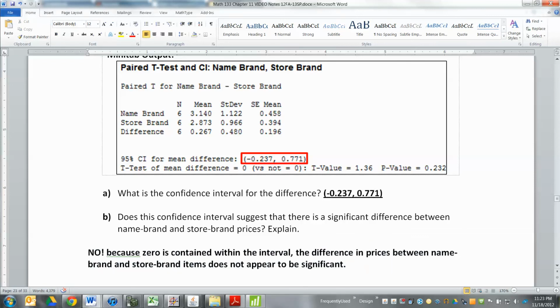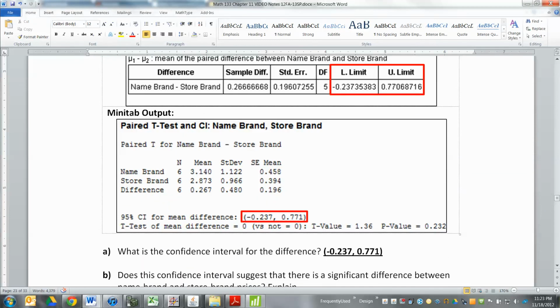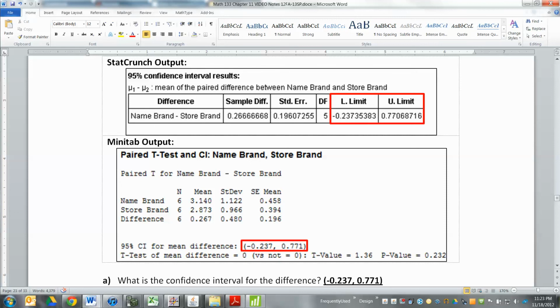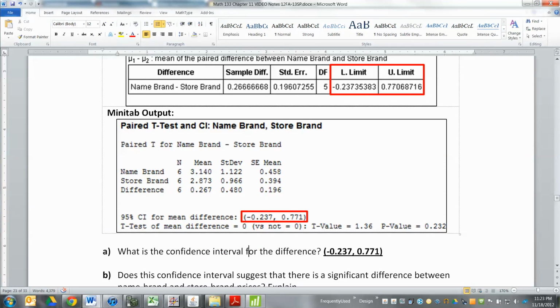And of course, I could ask you a whole bunch of other questions like how many name brand items did they pick? What was the average price? 3.14. What was the standard deviation? 1.12, and so on. So all of those questions are still fair game, and I could ask them to varying degrees from these two computer outputs. All right?